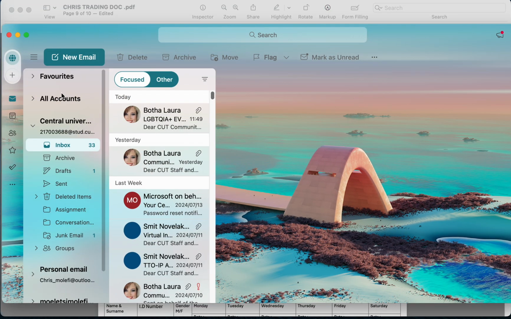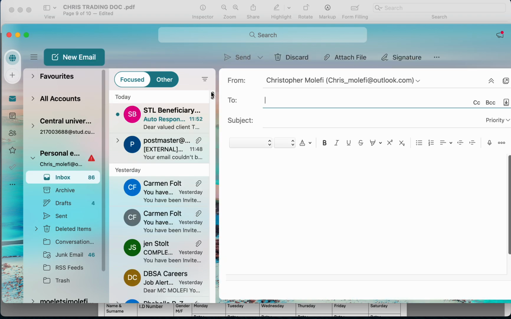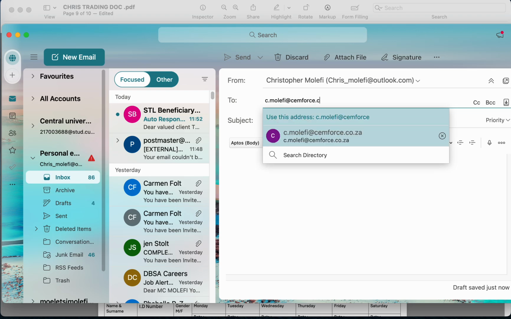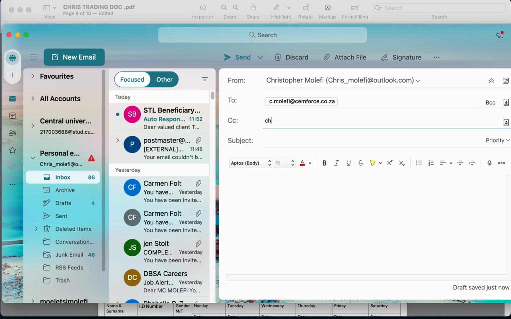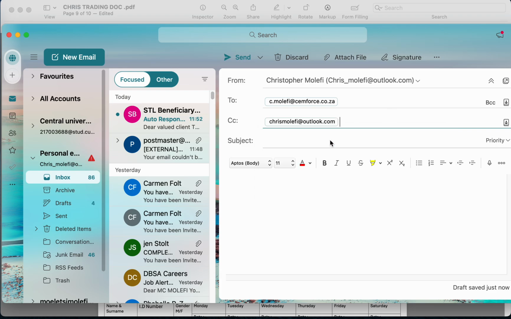Now we are sending an email. We're sending an email to Chris. Now the email is c.molefi at semforce.co.za. What I always say is that try to also CC yourself on the email to ensure that at least you know that the email went through.